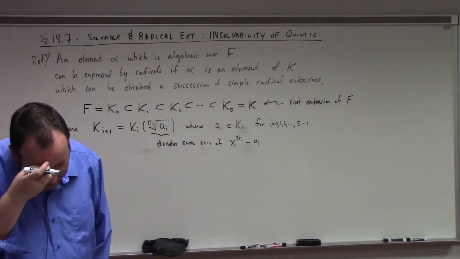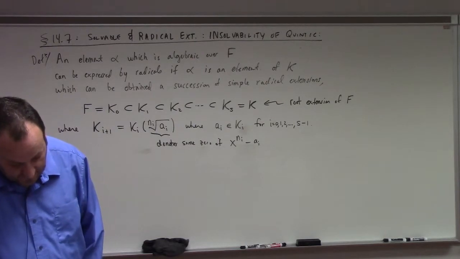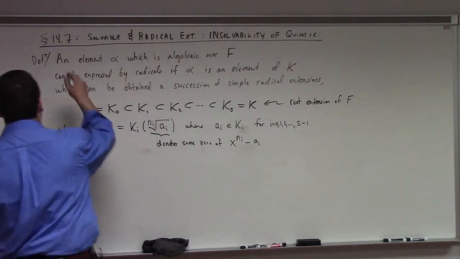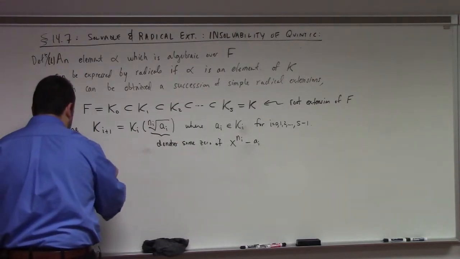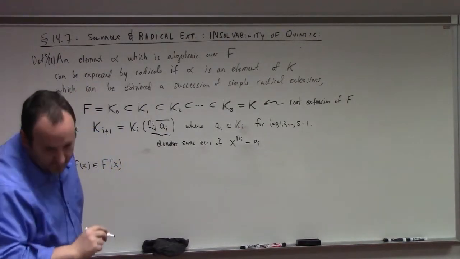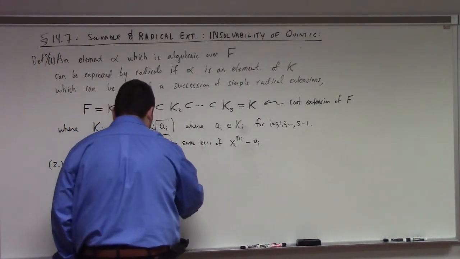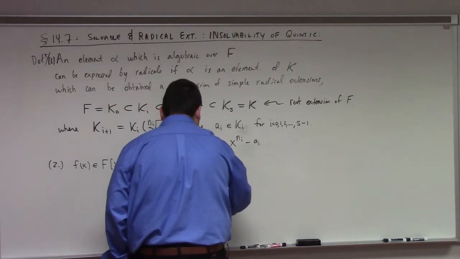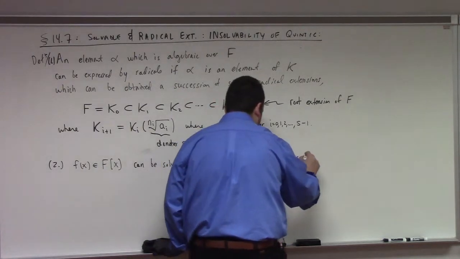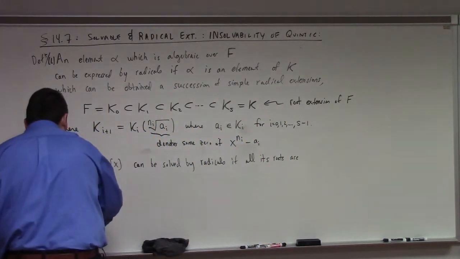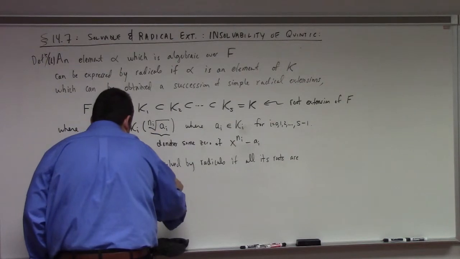So that's part one of the definition. Part two is that a polynomial f of x can be solved by radicals if all of its roots can be solved for in terms of radicals. So f of x can be solved by radicals if all its roots are found in some root extension of F.